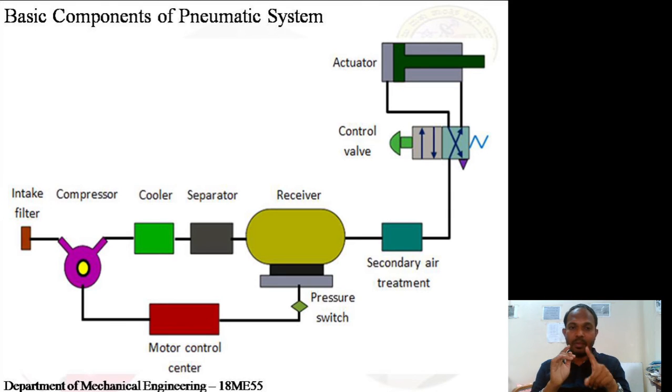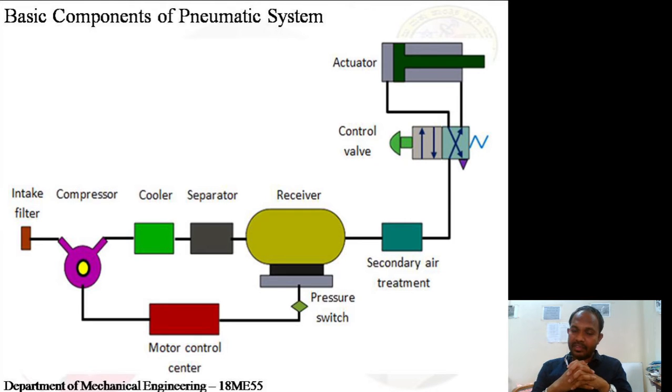So what we do is place a cooler, whose duty is only to take away the temperature or the heat which has been raised during the compression process. Then it will go to the separator. The higher pressure and higher temperature air coming from the compressor is cooled, and only the higher pressure air is sent to the receiver. Between the cooler and the receiver, we have placed a separator. The separator's function is to separate the moisture content present in the air and send only the dry air to the receiver.